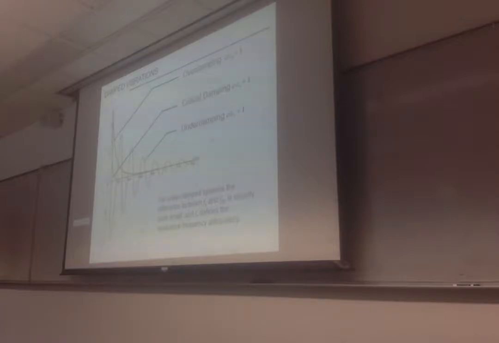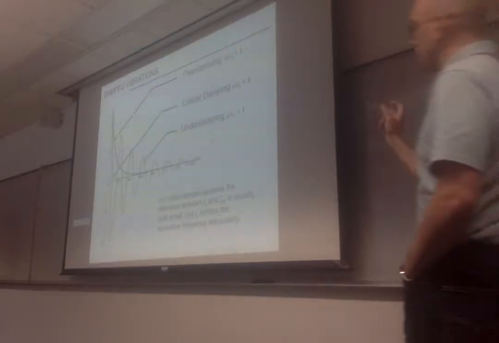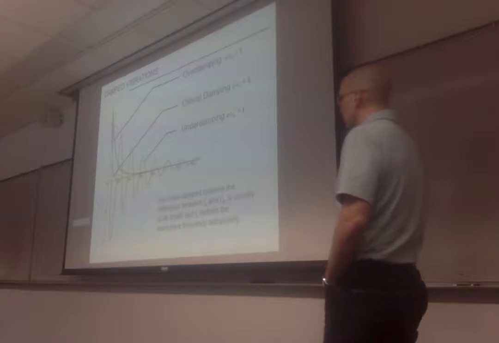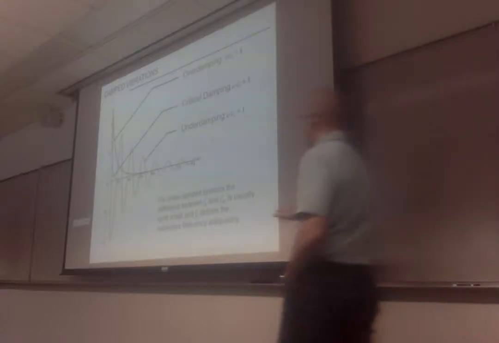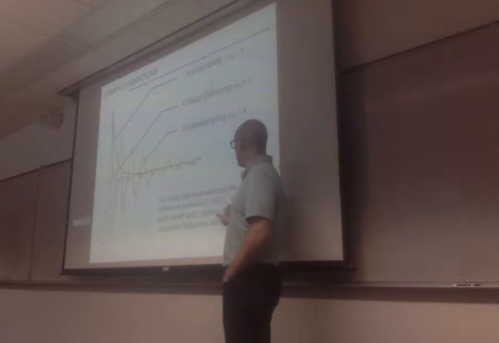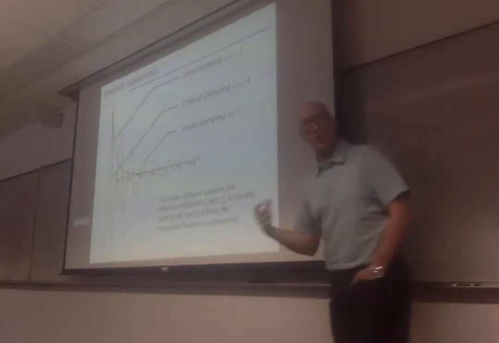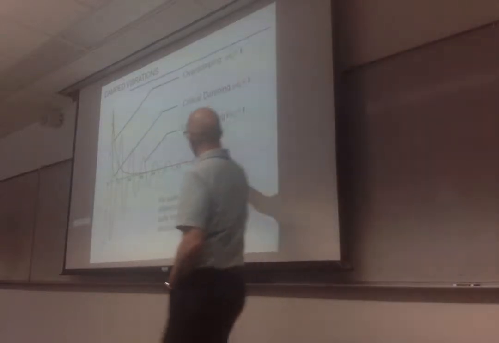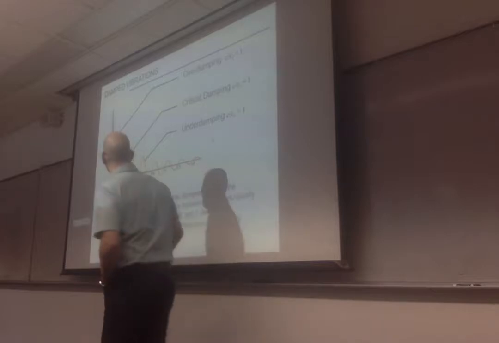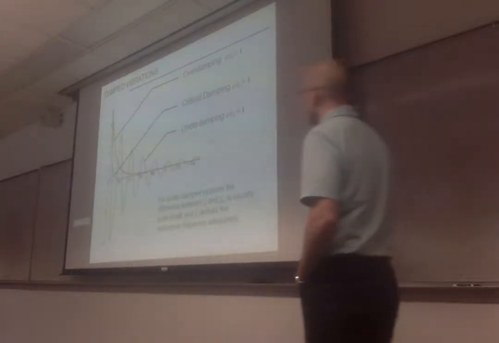For an underdamped system, the difference between the natural frequency we used before, 1 over 2 pi square root of k over m, and the natural frequency associated with damping is usually quite small. That means the frequency that you notice in here, there's not a big difference whether you include that damping coefficient or you don't.